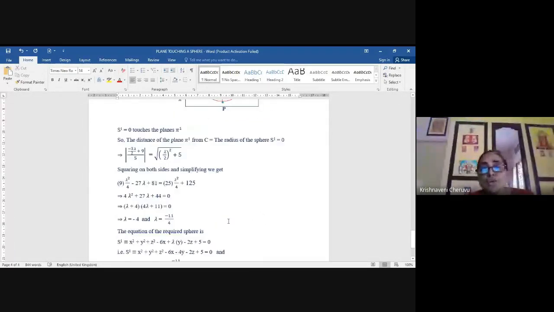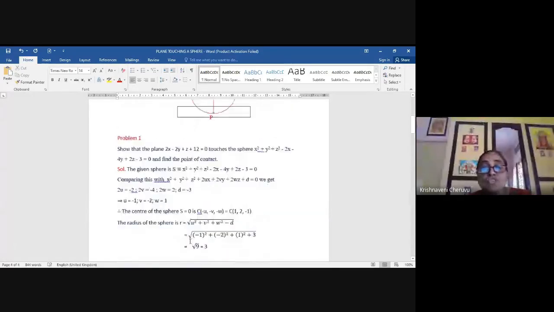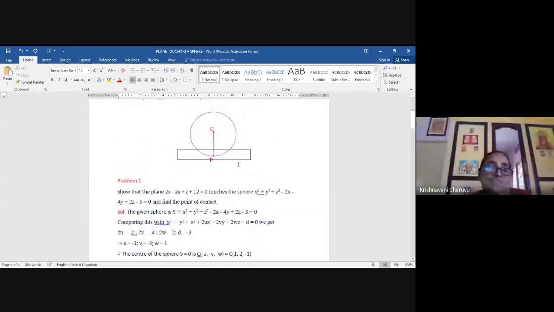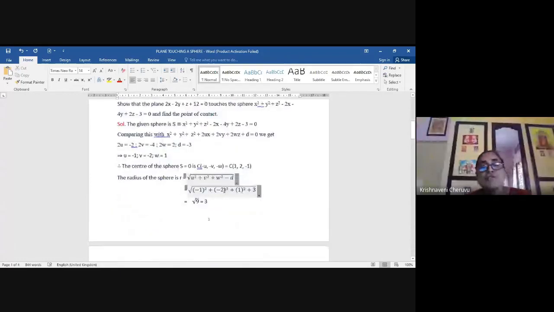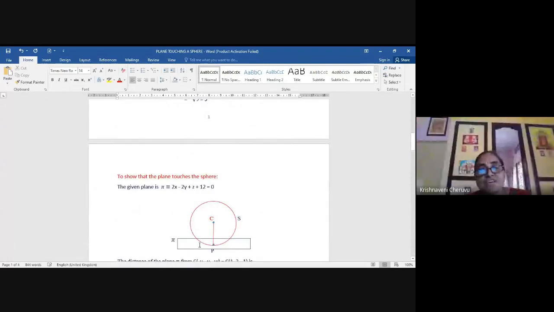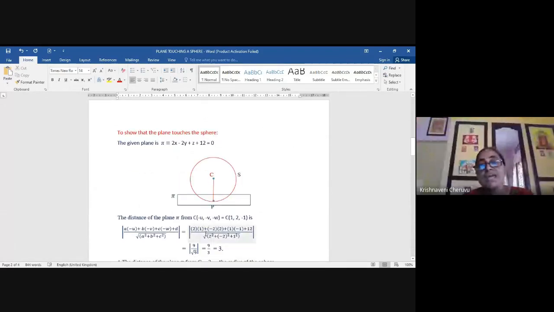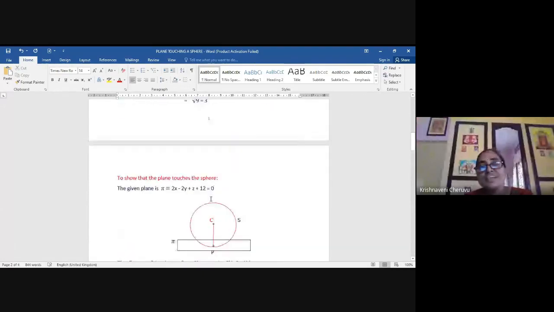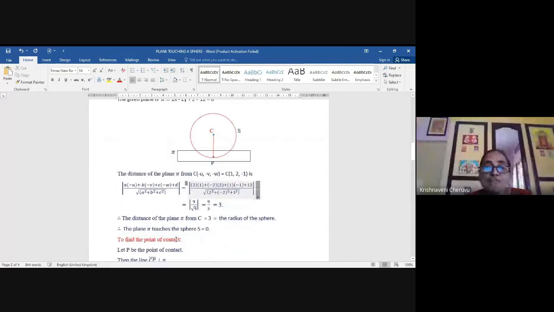So what did we do? First, you found out one problem, that is to check whether the given plane touches the sphere. To check means you find out the radius of the sphere, you find out the distance of the plane from the center of the sphere, you see whether they are equal. Here the radius of the sphere is 3 and the distance of the plane from the center of the sphere is 3. So because they are equal, you confirm that the plane is touching the sphere.